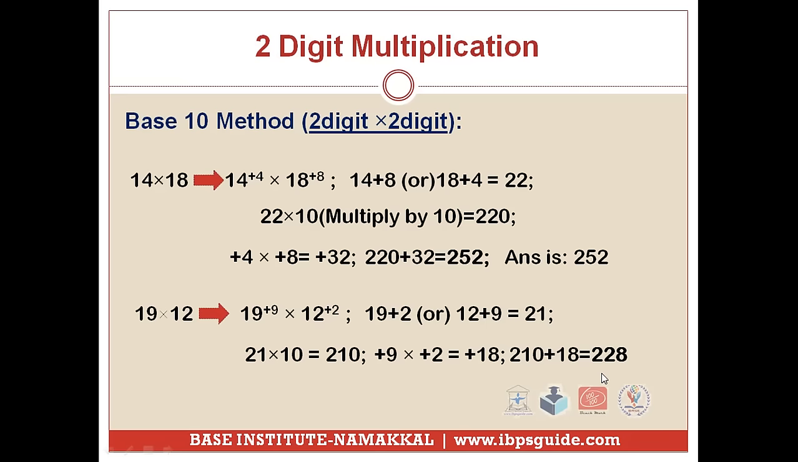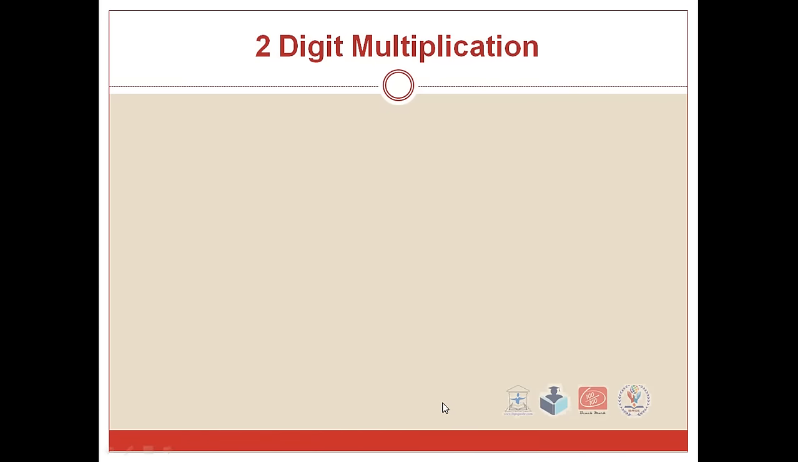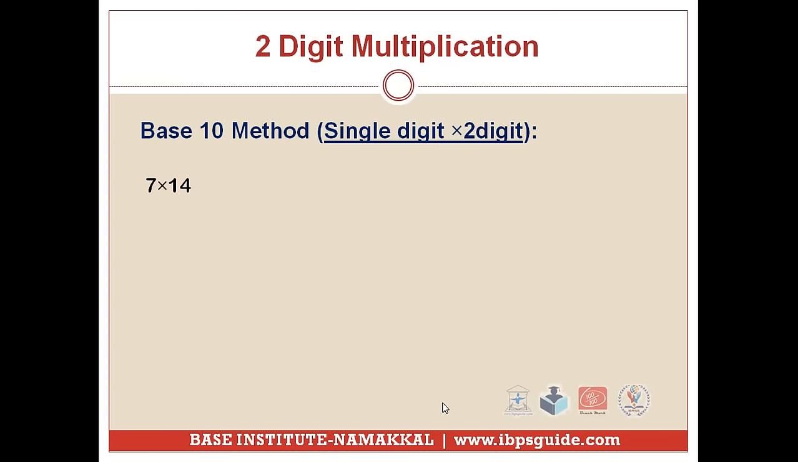Friends, let us see this next shortcut in the base 10 method. Here we are going to see multiplication of a single digit and 2 digits. We shall take the multiplication of 7 with 14. For 7, minus 3 is mentioned as the superscript because 3 is decreased from 10. For 14, 4 is increased from 10, so we are mentioning plus 4 as the superscript of 14.